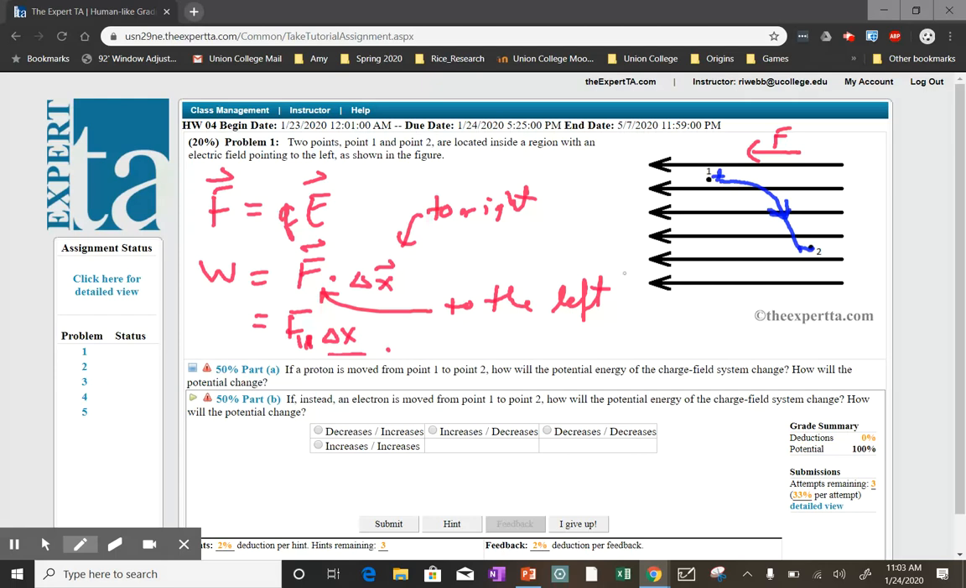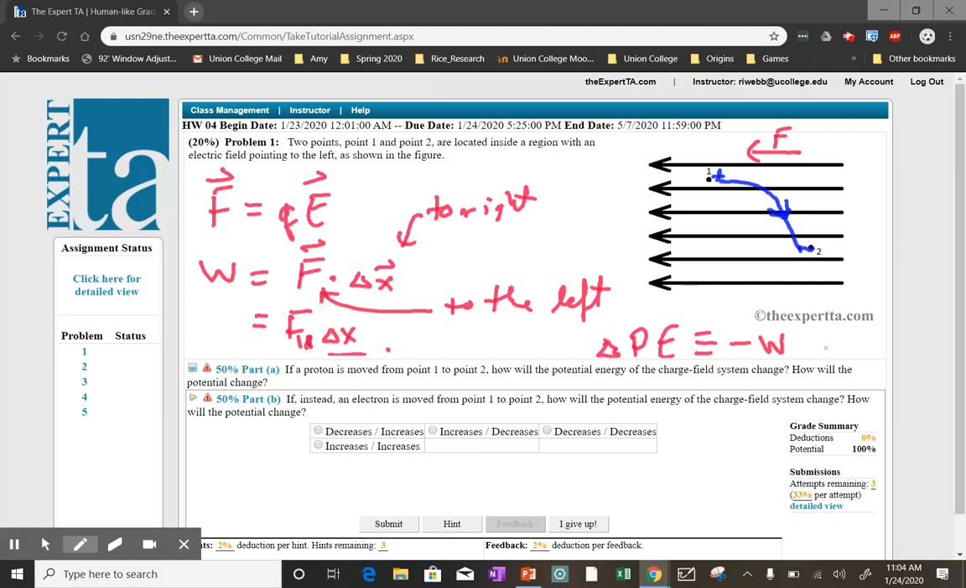And since this asked about potential energy, the change in potential energy is defined as minus the work. Since the work is negative, the change in potential energy is positive. So the potential energy increases because the charge moves against the force.